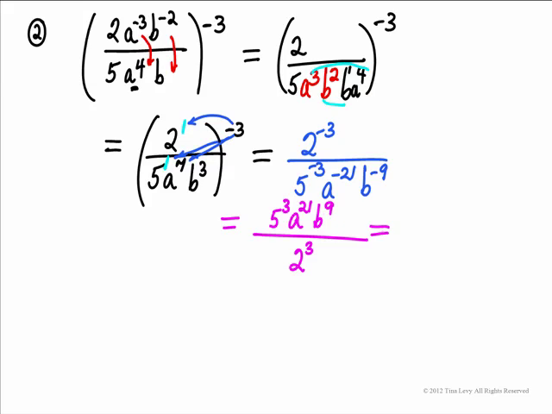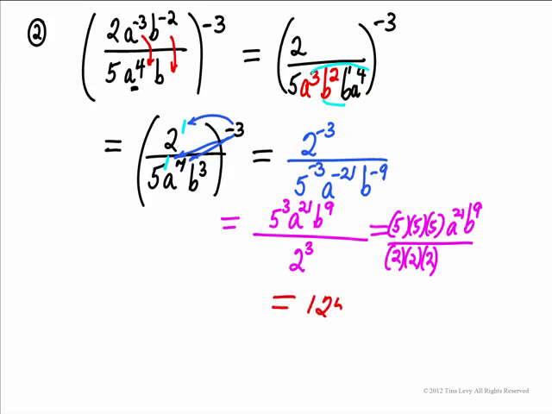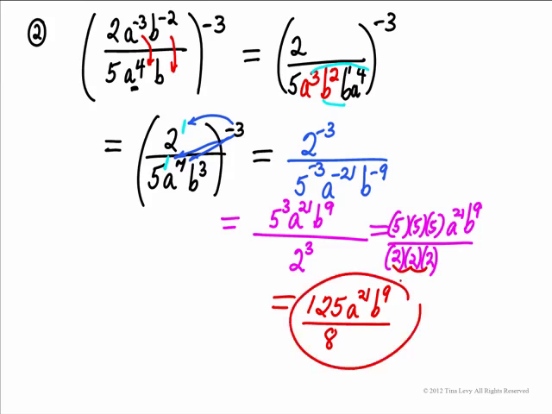So we actually have to multiply them out. So this one, 5 cubed, we have to go 5 times 5 times 5, a to the 21, b to the 9. And for 2 cubed, it's 2 times 2 times 2. So 5 times 5, 25 times 5, our final answer is 125, a to the 21, b to the 9 over 2 times 2, 4 times 2, 8. And that becomes our solution.